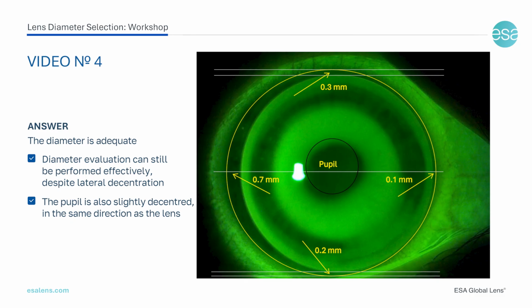Also, observe that while the lens shows pronounced lateral decentration, the pupil is also slightly decentered in the same direction and actually coincides with the area of central bearing. This is a fairly common situation, so before you get overly concerned about a lens displaying lateral decentration, check the position of the pupil.